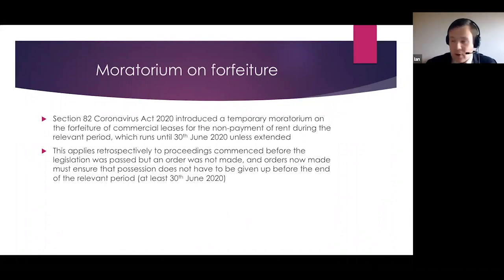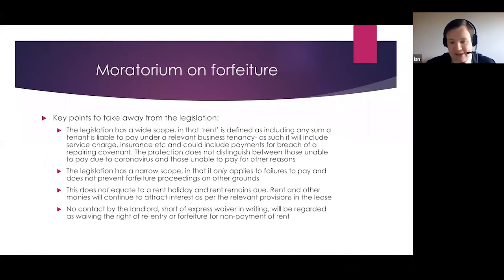I suppose the key point to take away from the legislation is that it has a particularly wide scope. It's important to note that this only relates to the non-payment of rent, and rent is defined as including any sum that a tenant is liable to pay under a relevant business tenancy. As such, it is going to include things like service charges and insurance payments. It could potentially include payments for breaching a repairing covenant. The protection does not distinguish between those unable to pay as a result of the coronavirus and those that may be unable to pay due to other financial reasons.